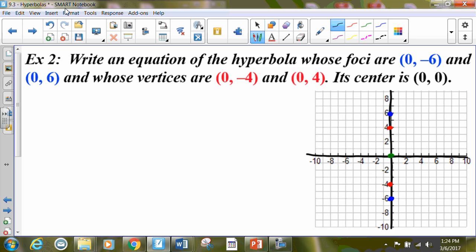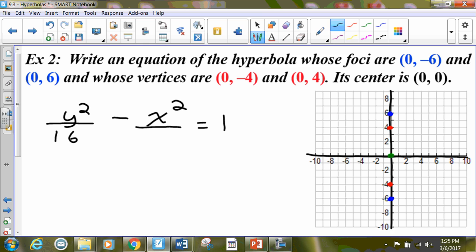There's no h or k because the center is at 0, 0. So we'll have y squared over a squared, always the first one. A is always the distance from the center to the vertex. In this case, it's 4, so 4 squared is 16, right? Then because we're in a hyperbola, we're going to use a minus. Then we use an x squared because we don't have an h. We don't know what b is yet, do we? But we know it's going to equal 1.